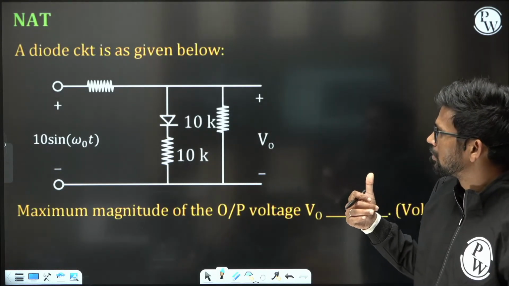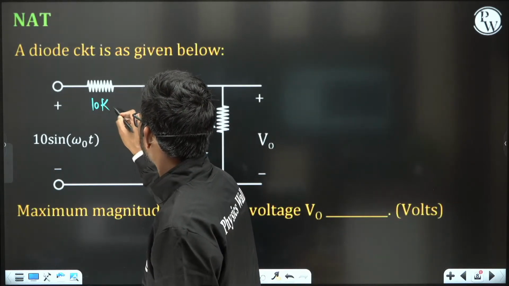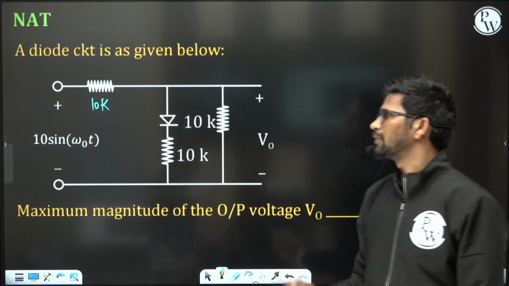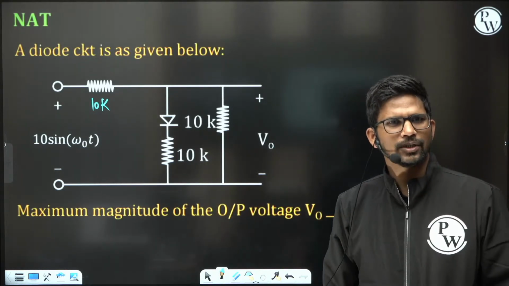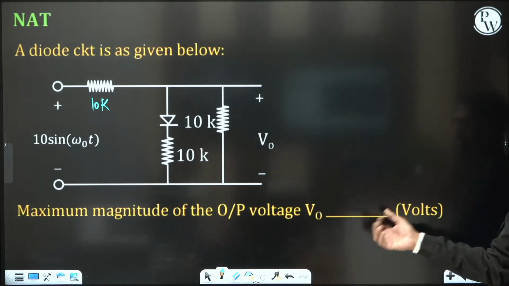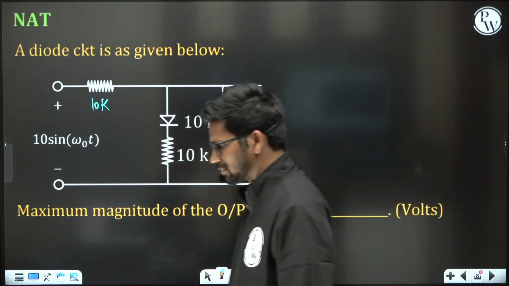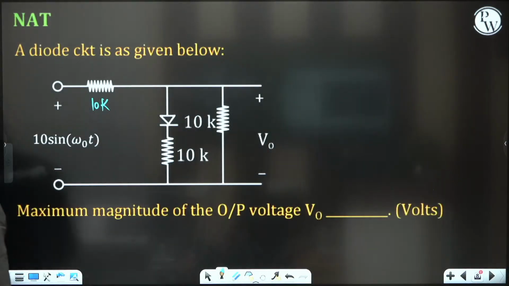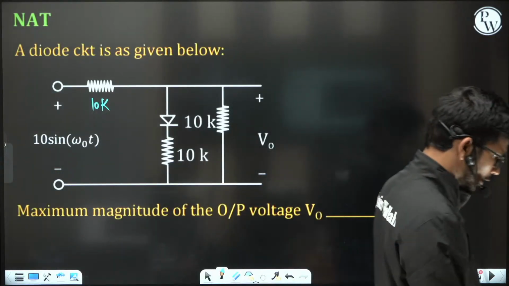This is 10, this is 10, this is also 10. This is 10K, this is 10K. Every resistance is 10 kilo ohm. There was a typing mistake, okay. Now tell me the answer. The maximum magnitude of the output voltage V naught is asked. Try to find out the answer.